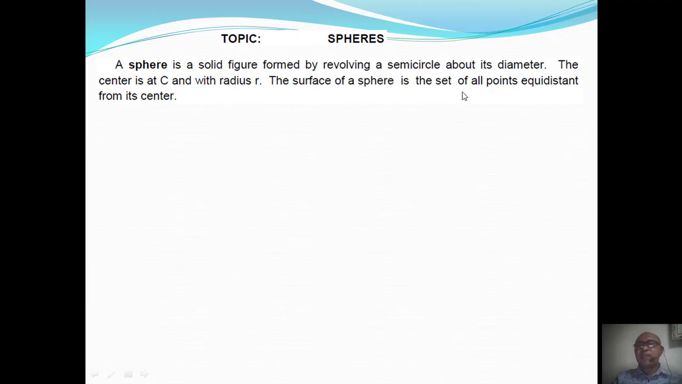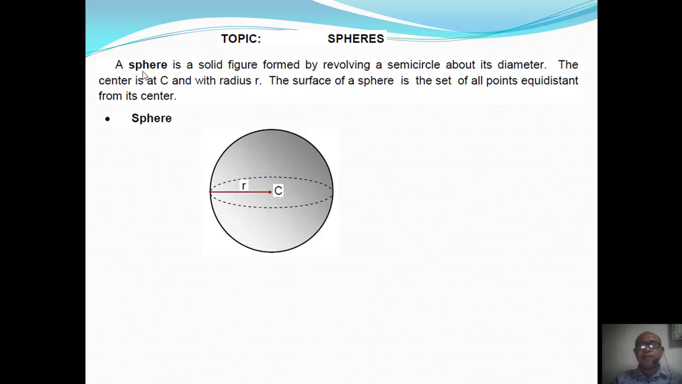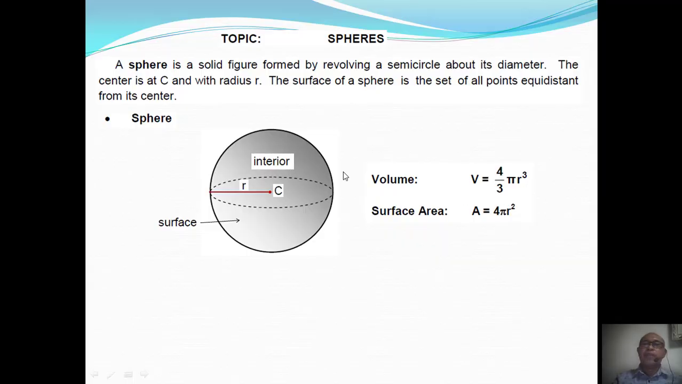The surface of a sphere is the set of all points equidistant from its center. So we have here a figure of a sphere. We have the center denoted by C, and the distance of any point on the surface from the center is called the radius of the sphere. We have the surface and the interior of the sphere. The formula for the volume of the sphere is 4/3 pi r cubed, and the surface area is 4 pi r squared.